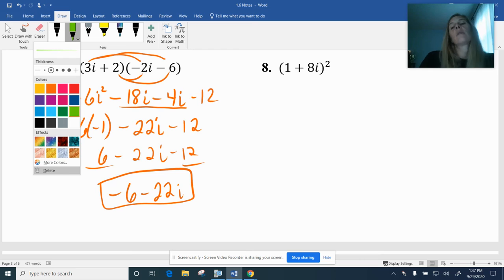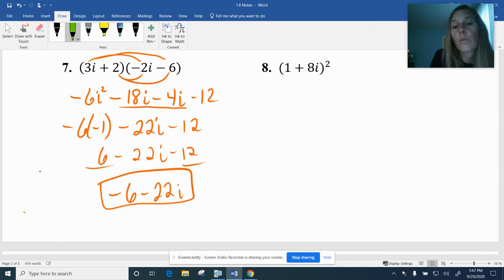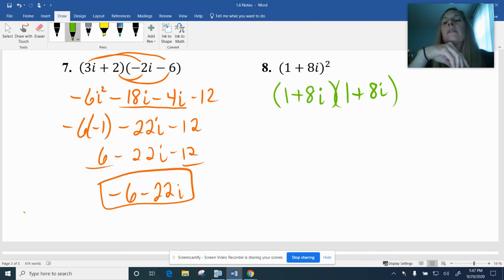Right. And then one more. Now, one common mistake for this next problem is that people want to distribute the exponent, but you don't distribute exponents to binomials. Only with a monomial can you really do that. So you actually have to write it twice because this basically is saying 1 plus 8i times itself, and then you have to do the distributing.